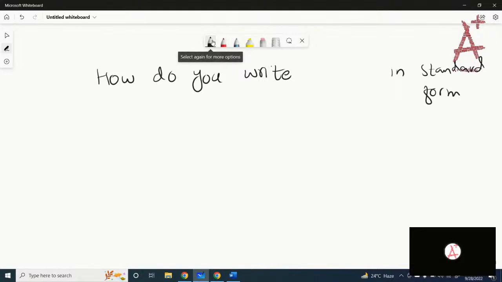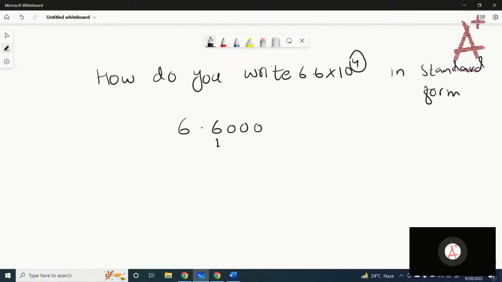The first one is, how do you write 6.6 times 10 exponent 4 in standard form? So you have to look at this exponent of 4, and that means you have to move the decimal point 4 places right, but you have only one. So add extra zeros to make 4 decimal places. 1, 2, 3, 4. Now you have 4 decimal places. Just move the decimal point from here to here. It would be then 66 thousand. Got it? Okay, just click on the OK button so that we can go to the next question.